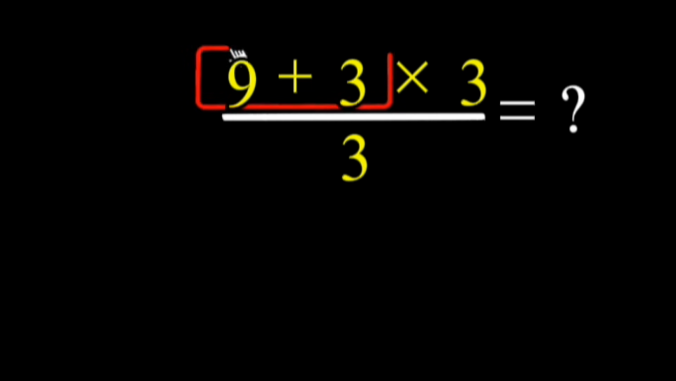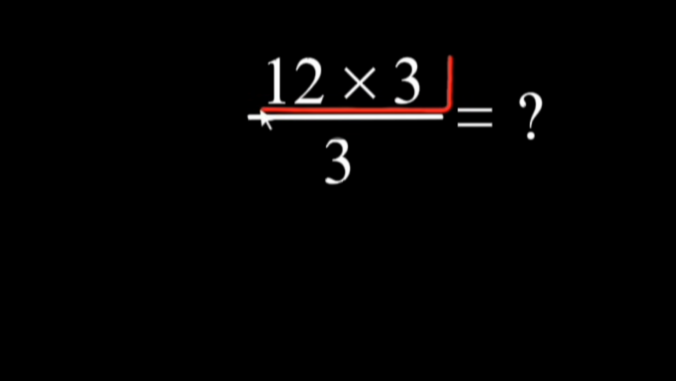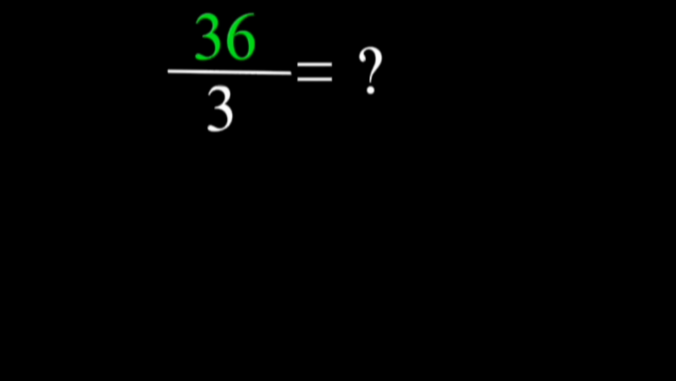Some people might first add 9 and 3, which gives 12. Then they might multiply 12 by 3, which gives 36. And finally divide 36 by 3 and end up with the answer 12. This answer seems logical at first glance, and many people confidently say the final answer is 12.